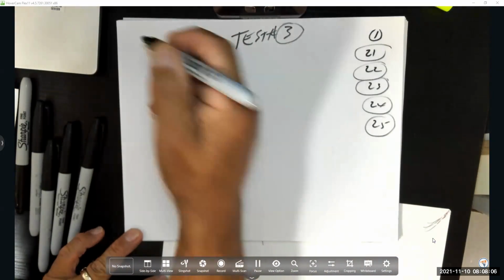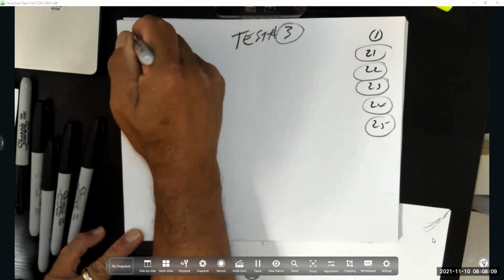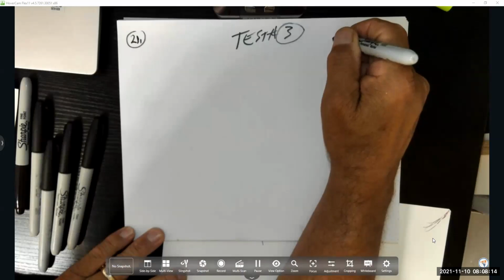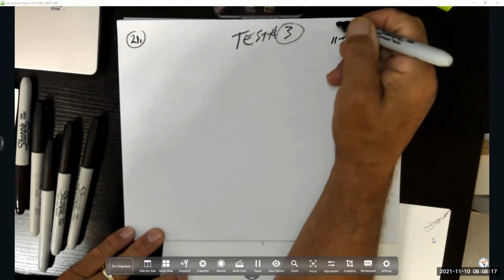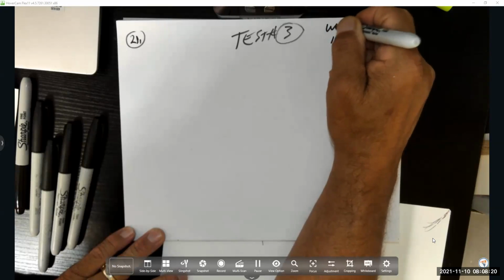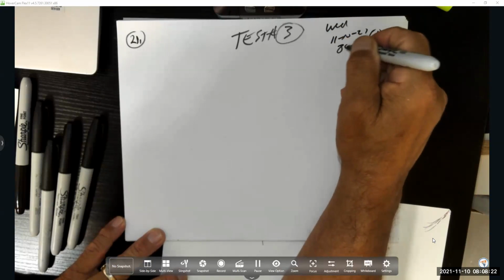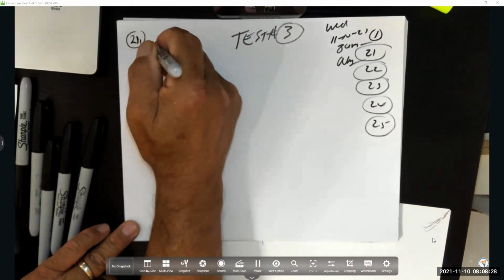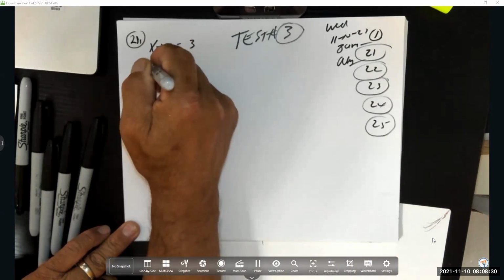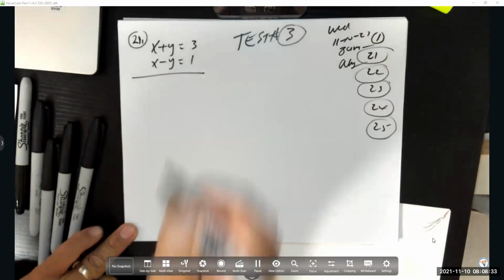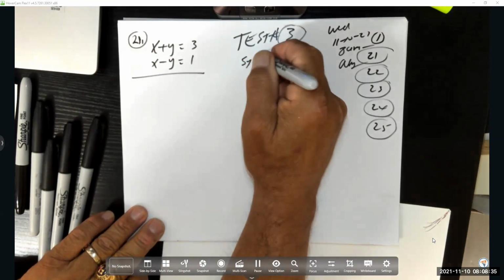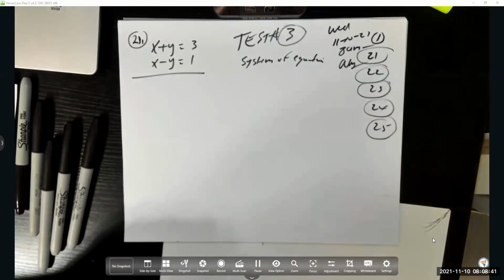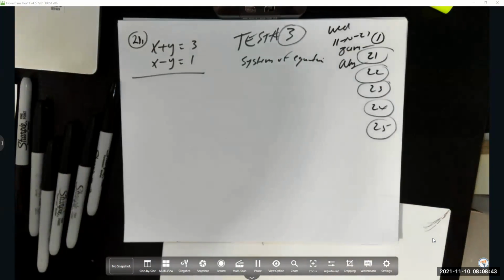All right, so I'm gonna do number 21. Test number today. Today is, what is today? 11/10. All right, so let me do an easy one first. That's one. Systems of equations.